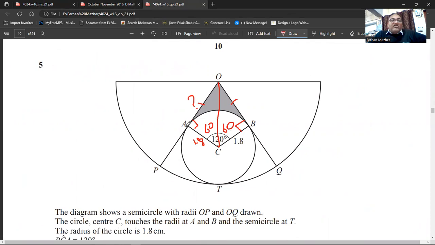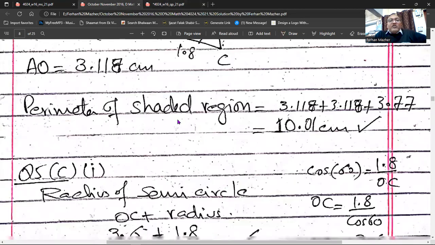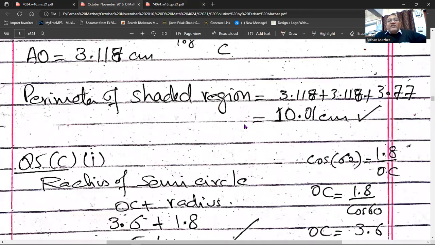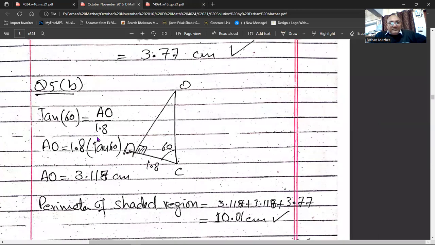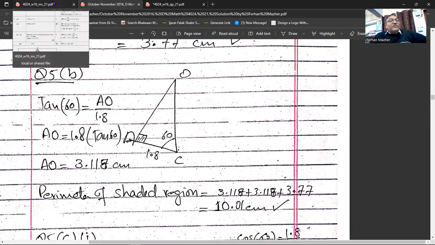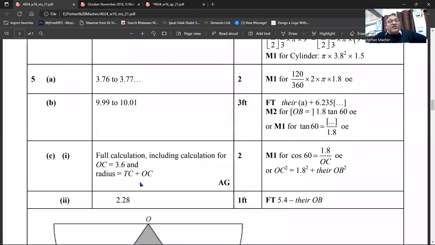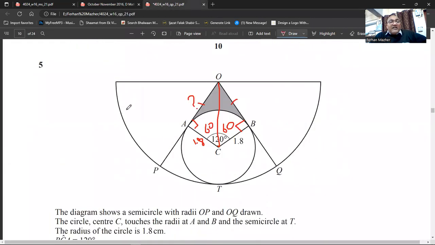This arc we have already calculated in the A part. So the perimeter of the shaded region will be 3.118, 3.118, and let me show you. That's the arc. 3.118 plus 3.118 plus 3.77, that will be 10.01 centimeter. So the perimeter of the shaded region will be 10.01 centimeter. So the answer is 10.01 centimeter. So our answer is right. Okay, so this is the solution of that part.